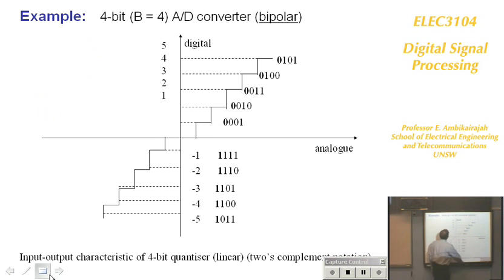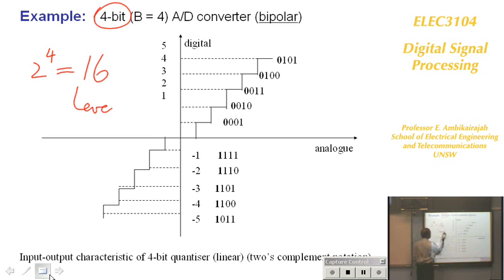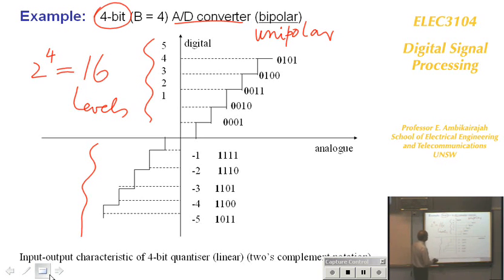Here is a 4-bit A to D converter. I've got 4 bits, so 2 to the 4 will give you 16 levels altogether. Now, we could have this converter be bipolar or unipolar. Unipolar means it's all positive voltage or all negative voltage. Bipolar means you have positive voltages and negative voltages. You can see that this 2 to the power 4 has to be divided into regions.